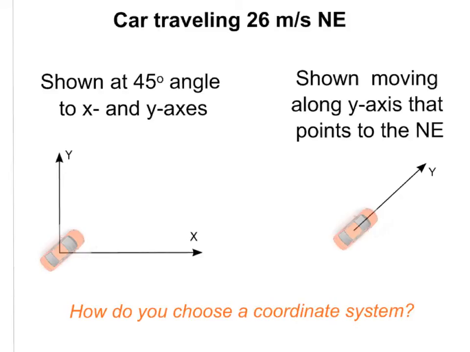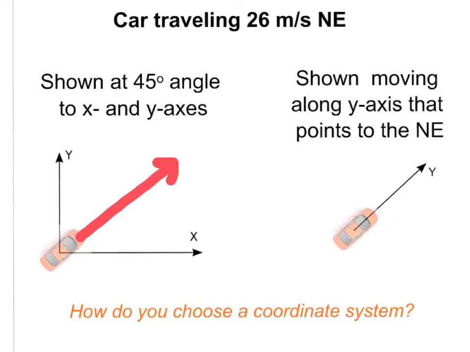One way would be to use the XY axis and show our car traveling at a 45-degree angle to the X and Y axes. We could also decide to simply show the car moving along the Y axis and just position that Y axis pointing to the northeast. So what is the correct way, and how do you go about choosing a coordinate system?